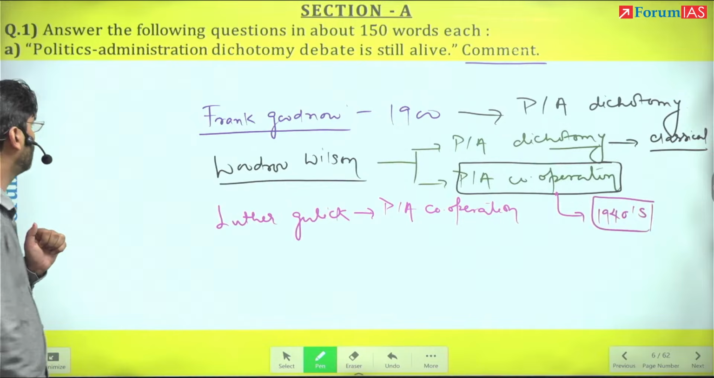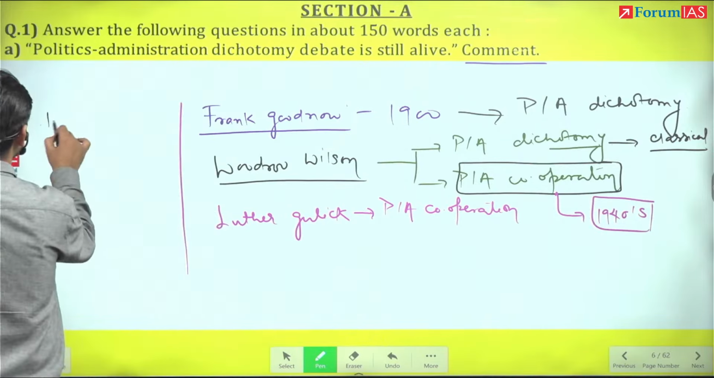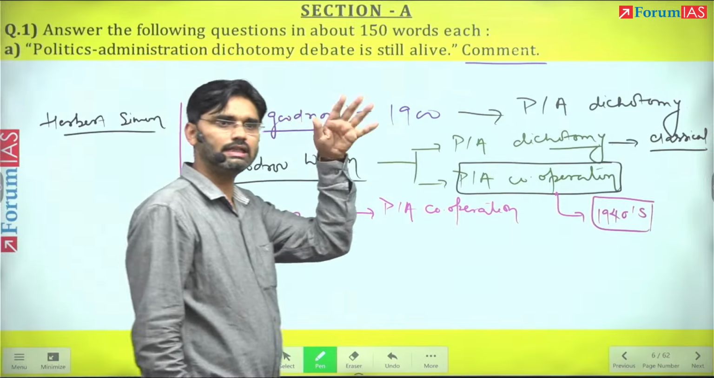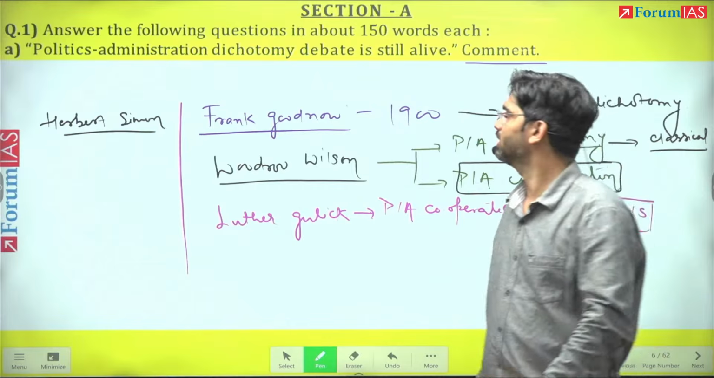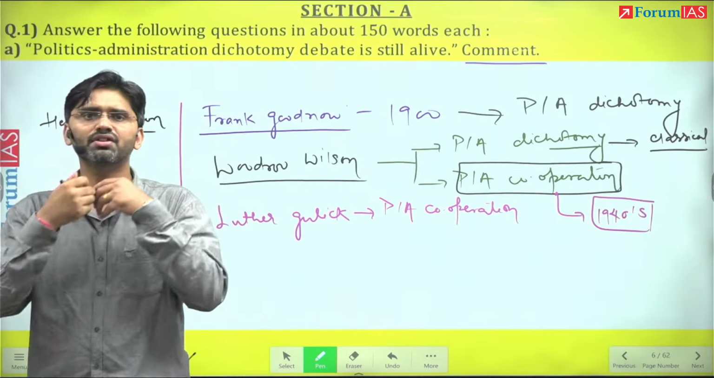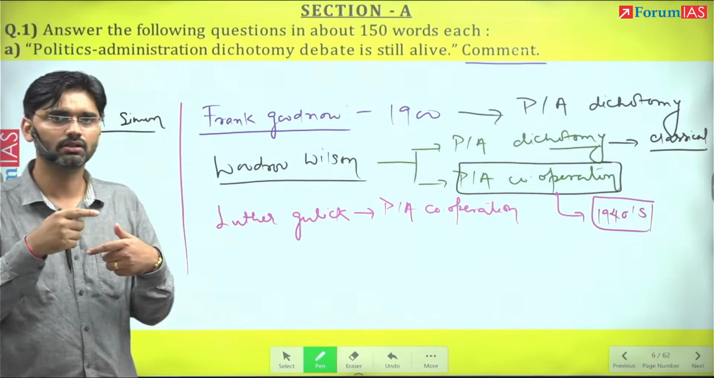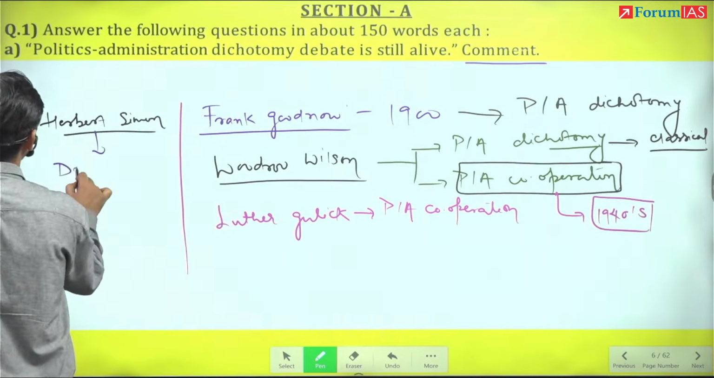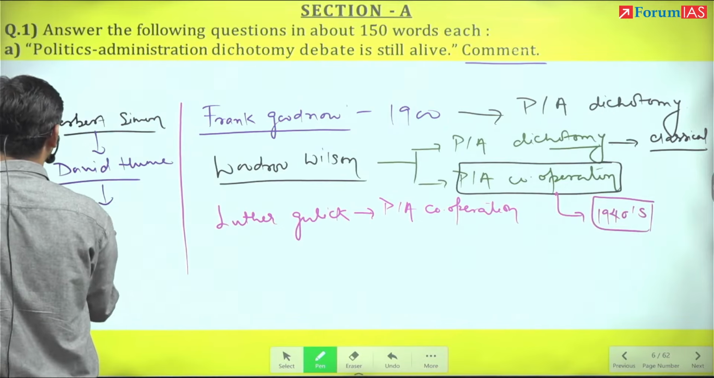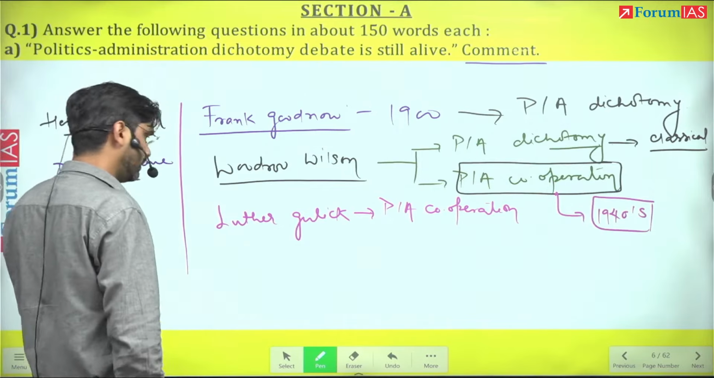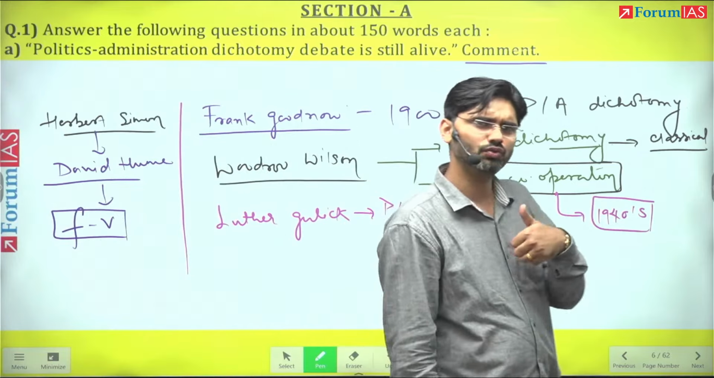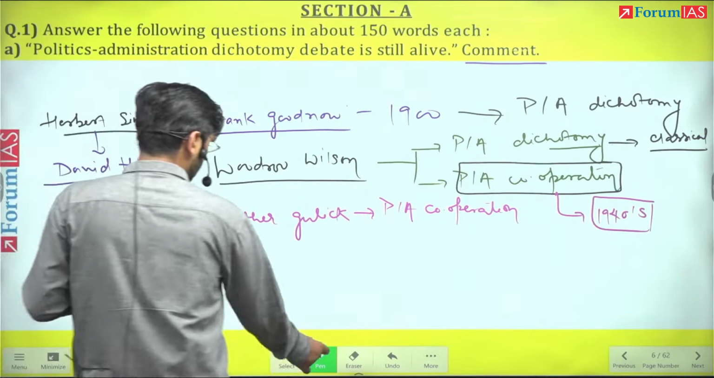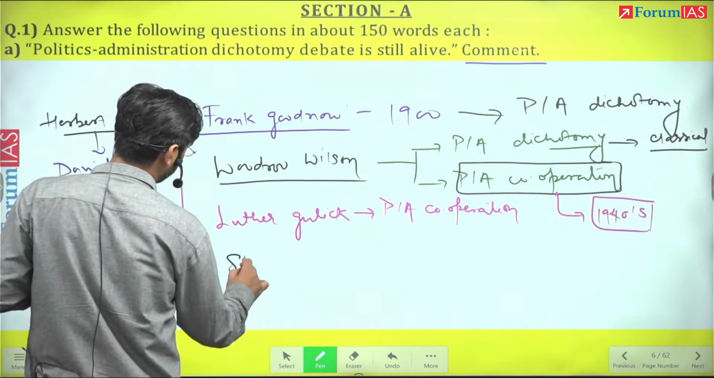Then came the behavioral school of thought, especially Herbert Simon. He rejects the idea itself. He says that for epistemological purposes, the concept of politics administration dichotomy itself is false. Epistemology means knowledge, a philosophical term it is. So, inspired by David Hume, he gives the idea of fact-value dichotomy. If you understand this concept very clearly, you will understand why public administration went into crisis. Then a debate started between Simon versus Waldo.